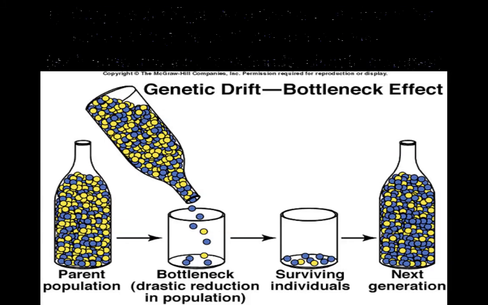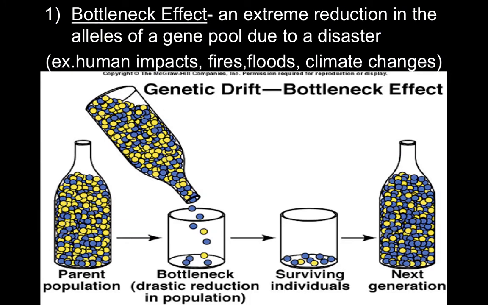The first one we're going to go over is called the bottleneck effect. This is an extreme reduction in the alleles of a gene pool due to some kind of disastrous event. Some examples of these disastrous events could include natural disasters like fires and floods, as well as natural climate change. But unfortunately now humans, and this is directly leading into our next topic, we're in the last few slides of Unit 4, which is leading into Unit 5, which is ecology. In ecology, we're going to talk about how humans are impacting ecosystems and affecting gene pools.